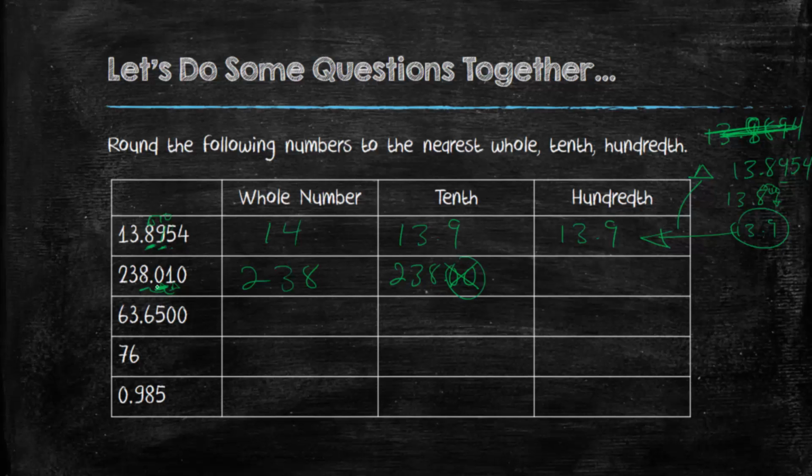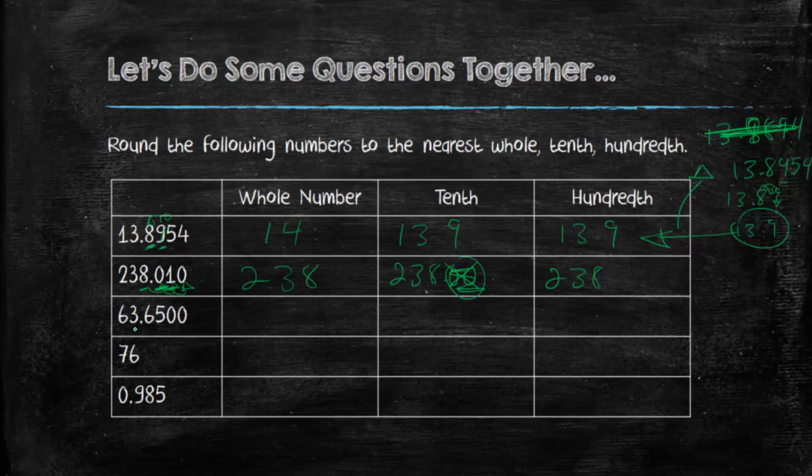To the nearest hundredths, again, the hundredth is the one. The number to the right of it is a 0, so we round down, so 238. So in this particular case, they all round to the same thing, 238, because the numbers right of the decimal are really low.